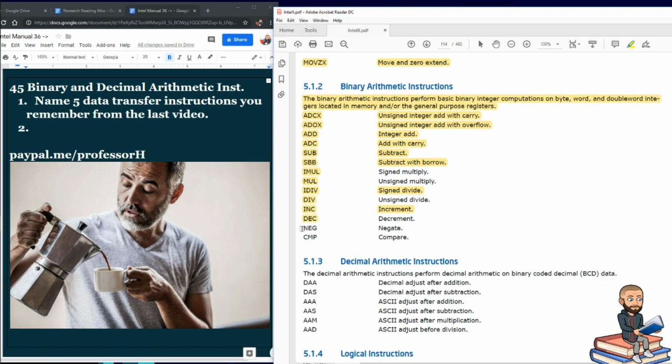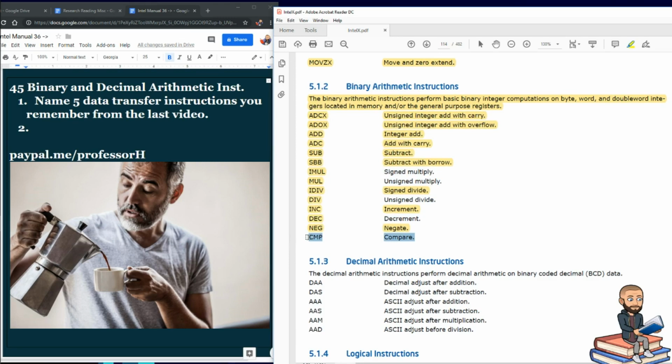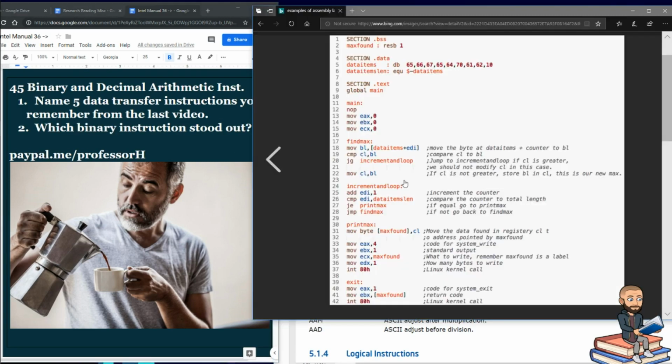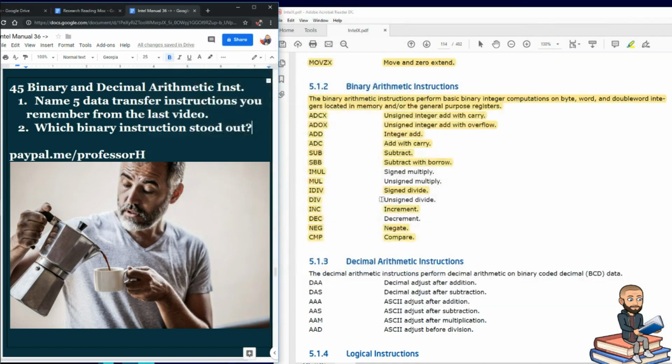Well, the next arithmetic instruction is the negation. NEG for negate. And then if you need to, you could just compare 2 numbers. So the question is, which binary instruction stood out to you? If we jump over to our random assembly example, I could see a compare right there, right away. So there's an example of binary arithmetic.